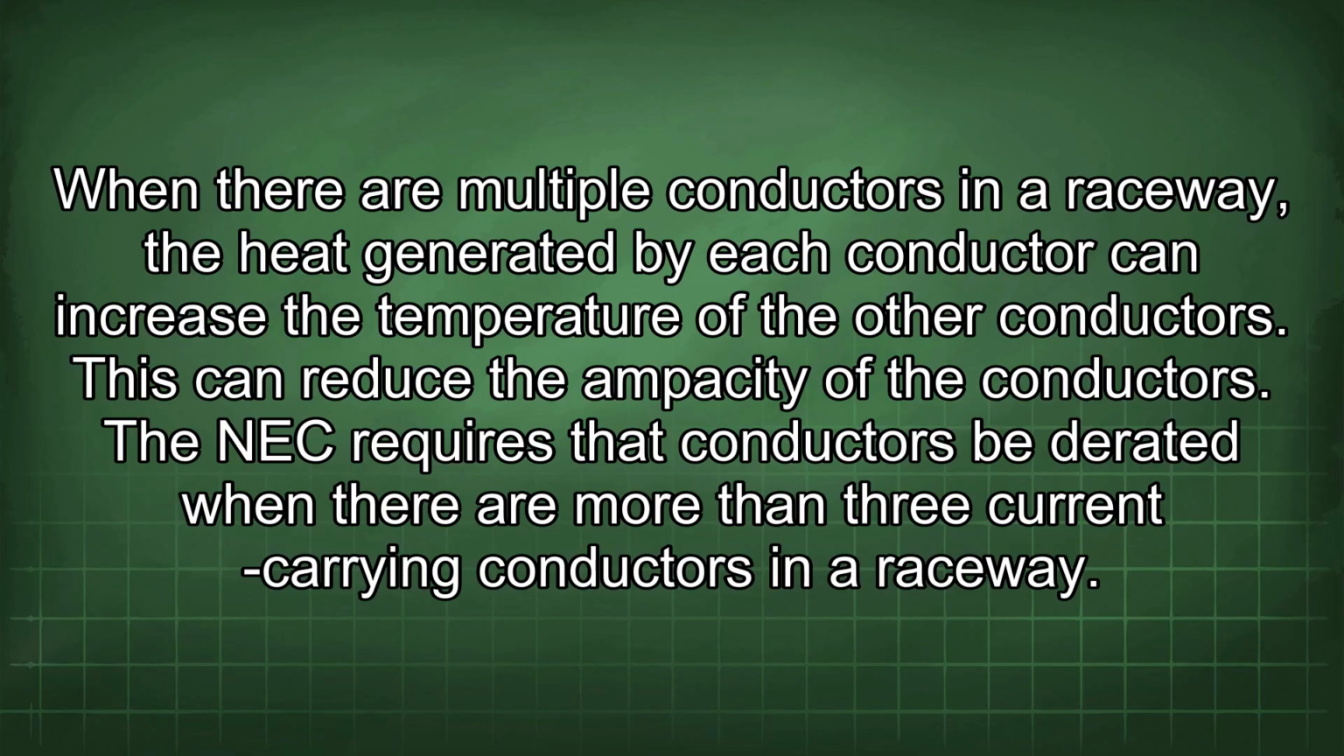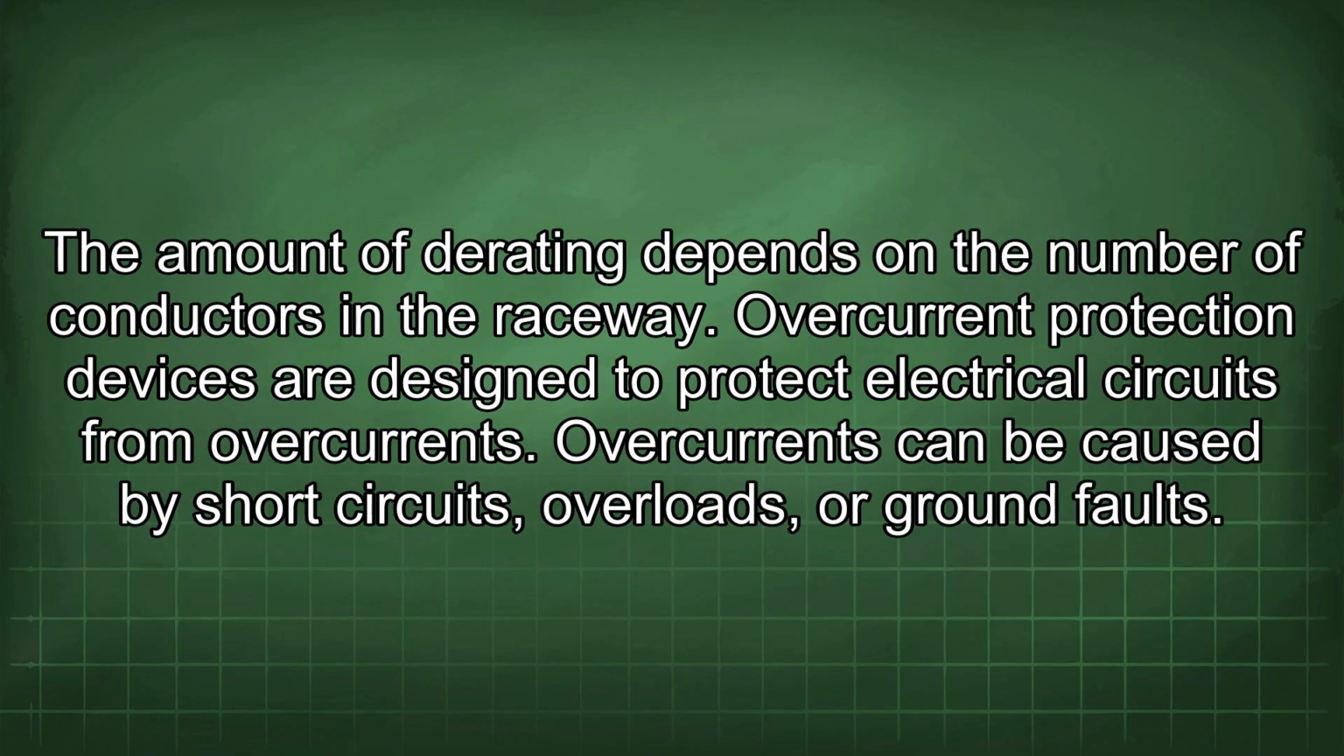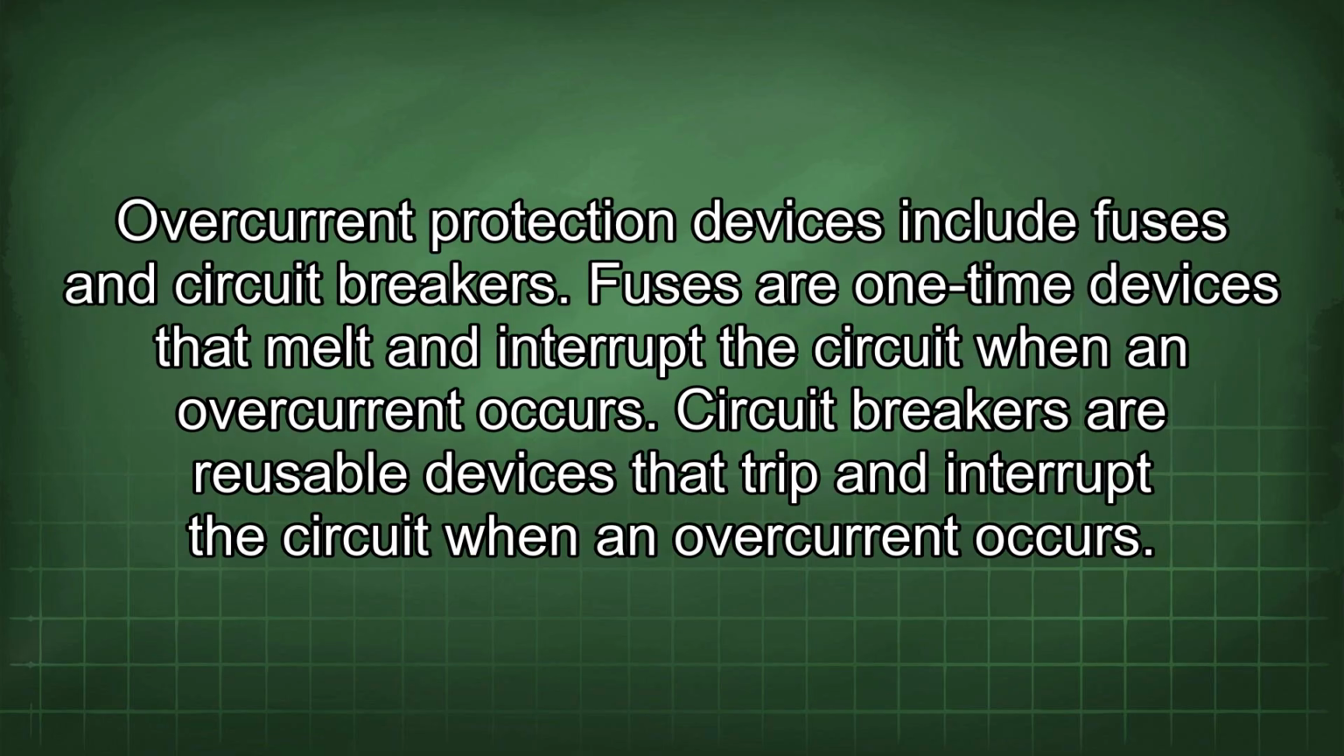The NEC requires that conductors be derated when there are more than 3 current-carrying conductors in a raceway. The amount of derating depends on the number of conductors in the raceway. Overcurrent protection devices are designed to protect electrical circuits from overcurrents. Overcurrents can be caused by short circuits, overloads, or ground faults. Overcurrent protection devices include fuses and circuit breakers.